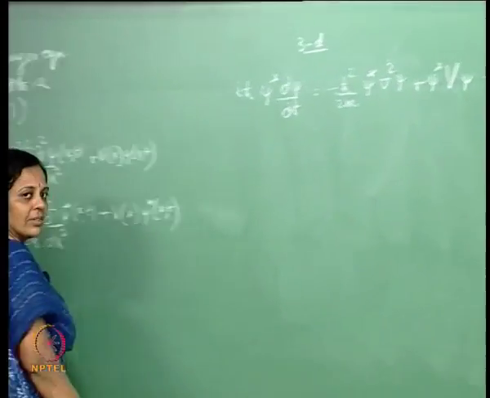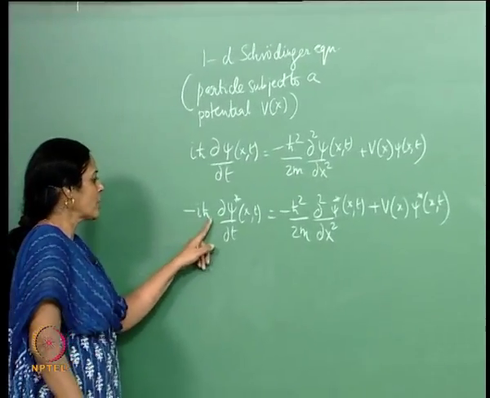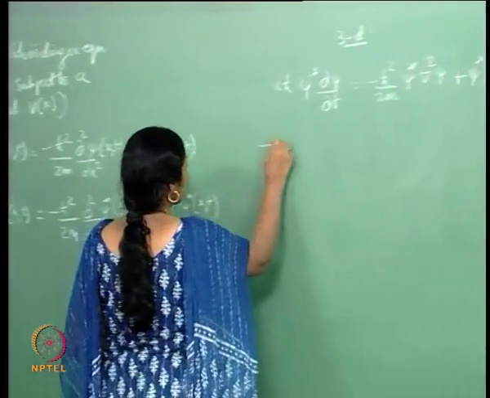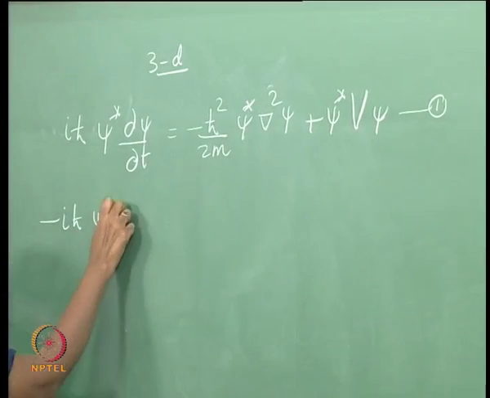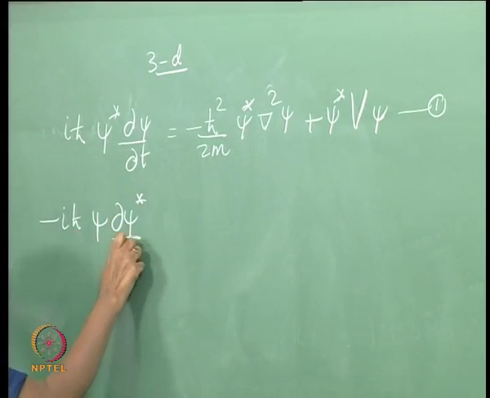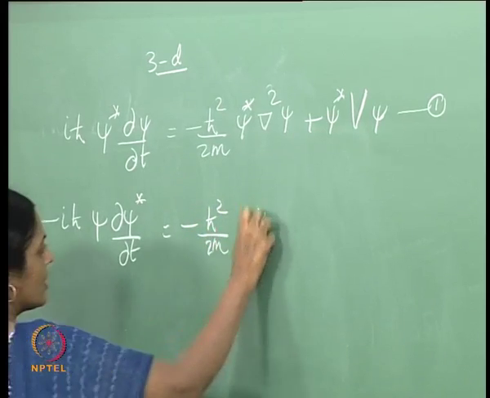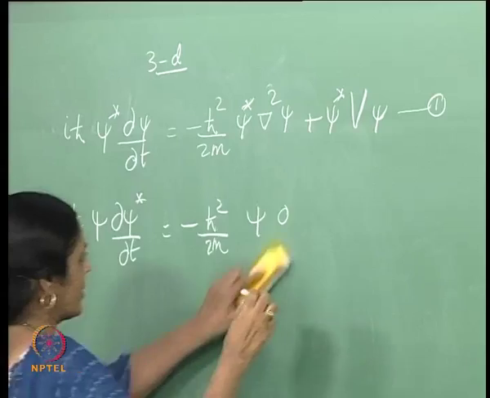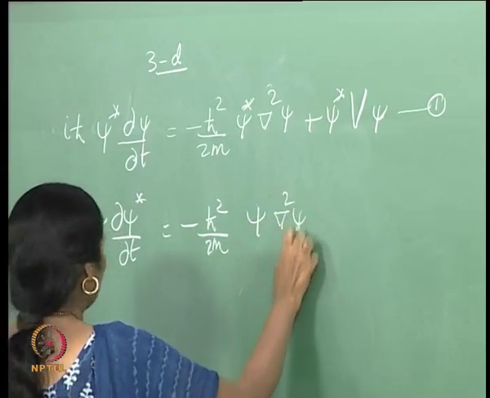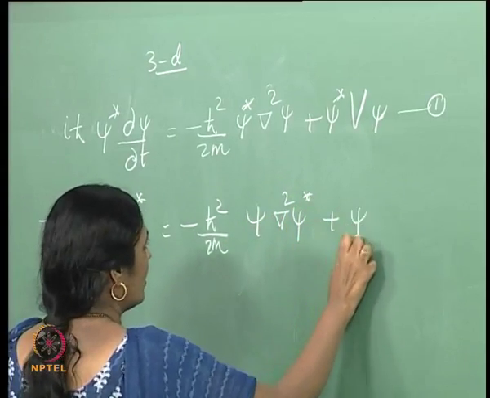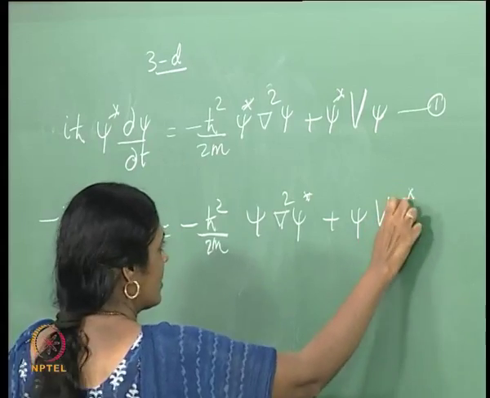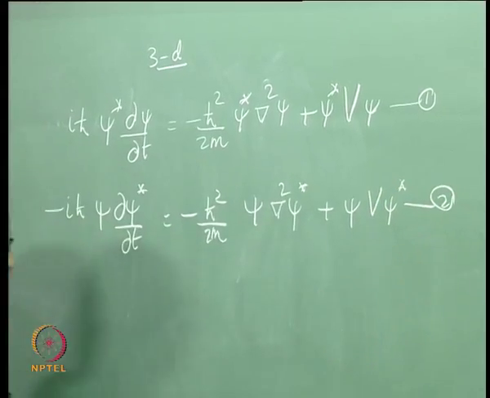The second equation, I can just multiply this by ψ, and I have minus iħ ψ ∂ψ*/∂t is minus ħ²/2m ψ ∇²ψ* now, plus ψ V ψ*. That is my second equation.